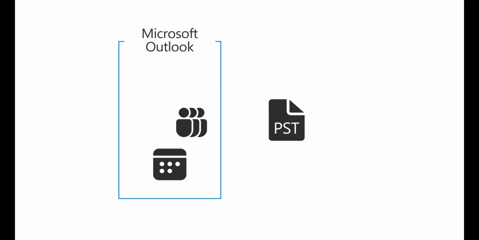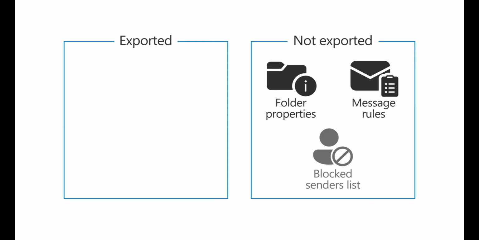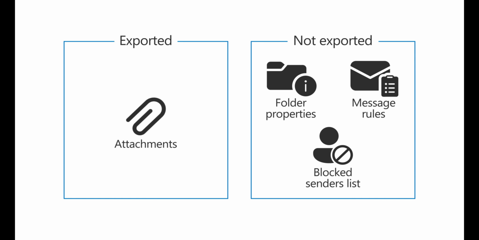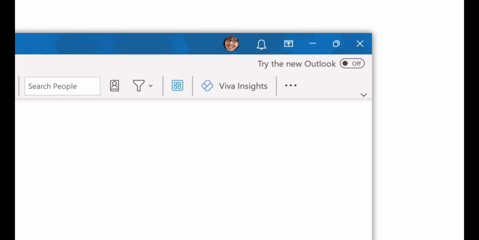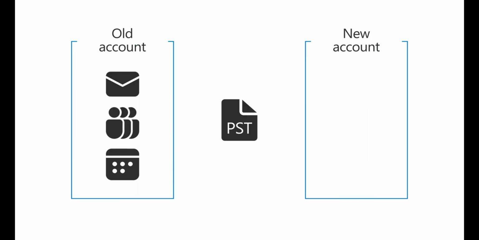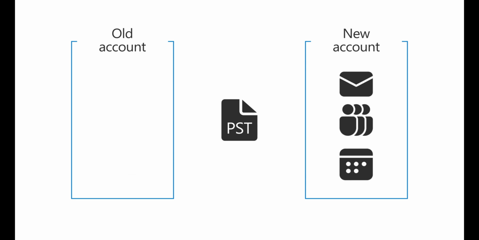That's it. Outlook will start exporting your email, calendar, and contacts immediately. Keep in mind that things like folder properties, message rules, and blocked senders lists won't be exported. However, your attachments will be included. Once the export is complete, you can switch back to the new version of Outlook. Or use the PST file to import your Outlook data to a new email account.